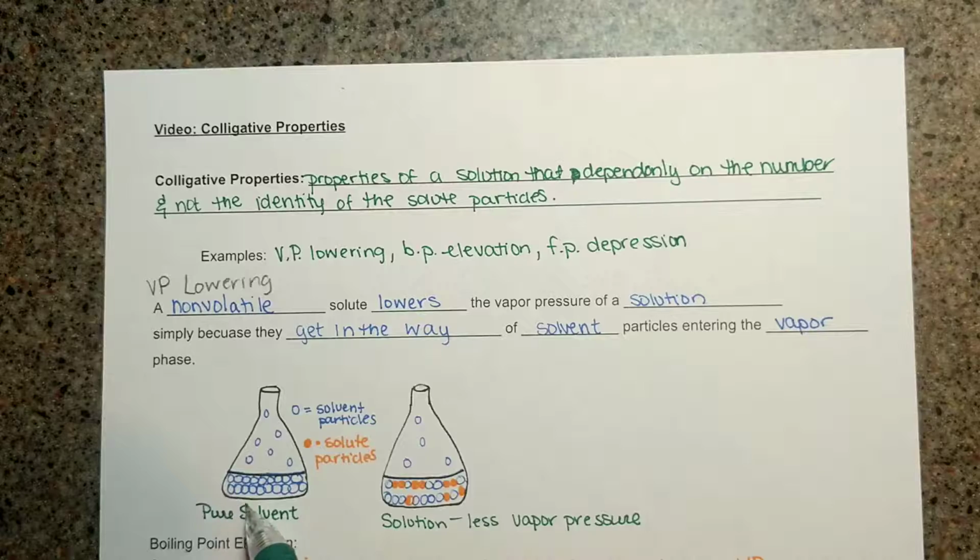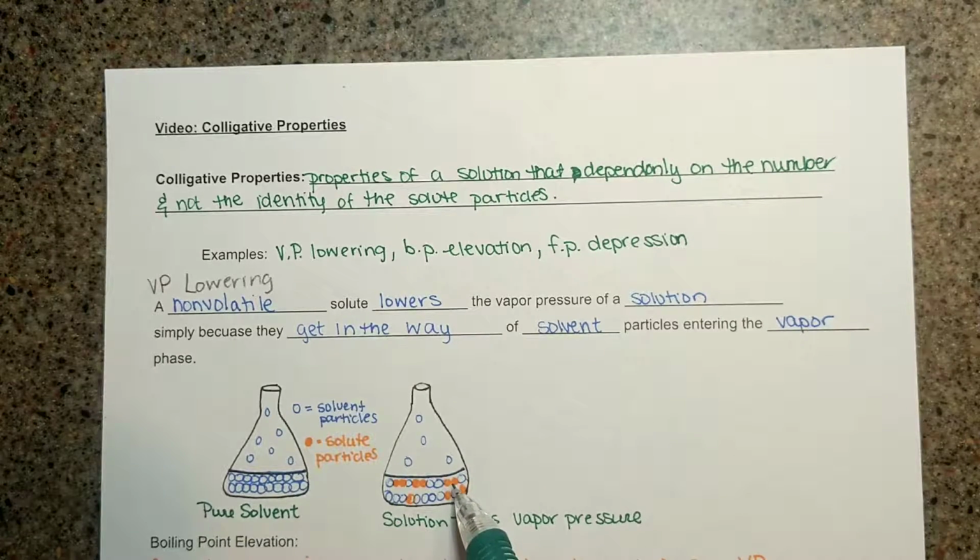I have a pure solvent, and my pure solvent can easily jump out of the liquid phase into the vapor phase. Here I only have solvent particles. However, in my solution, where I have a solute dissolved in my solvent, particles get in the way of my solvent particles coming into the vapor phase, thus prohibiting that from happening. Therefore, the vapor pressure inside my container of my solution is less than the vapor pressure of my pure solvent.